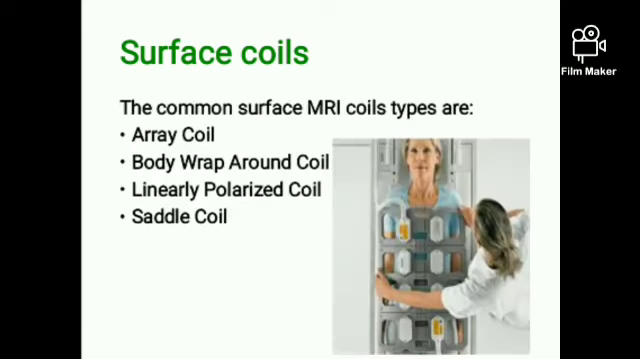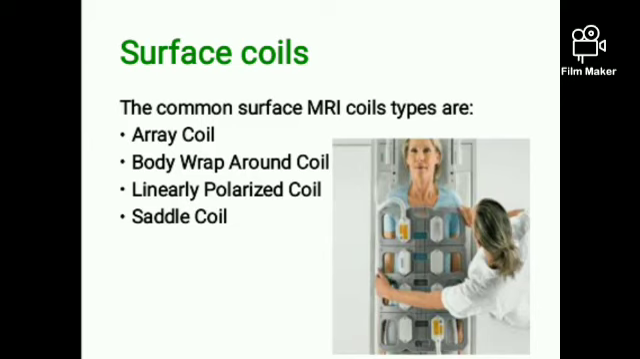So differentiating between the volume coil and surface coil is based on its appearance. Volume coils are bulkier, surface coils are simple or smaller. Next is volume coils are heavier, surface coils are lighter in weight. Volume coils have more field homogeneity, surface coil has less field homogeneity.